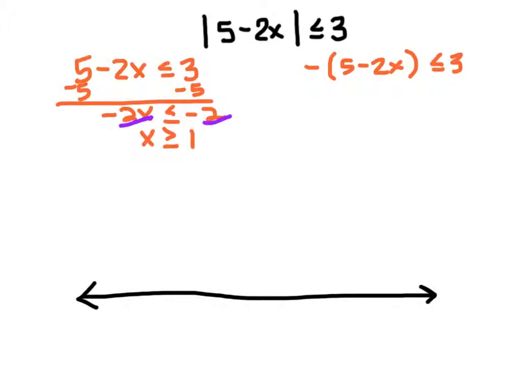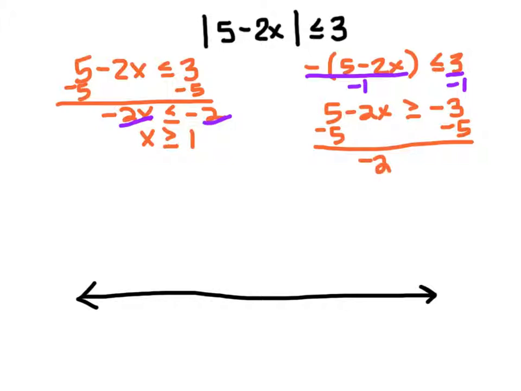Over on the right side, I'm going to divide both sides by -1. And when I do that, I'm going to get 5 minus 2x, I divided by a negative, so greater than or equal to -3. I'm going to subtract 5, and I get -2x is greater than or equal to -8. I'm going to divide by the -2, and x is divided by a negative, so I'm going to flip it again, less than or equal to 4.